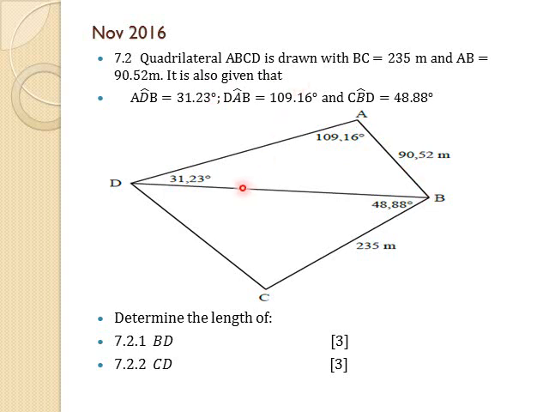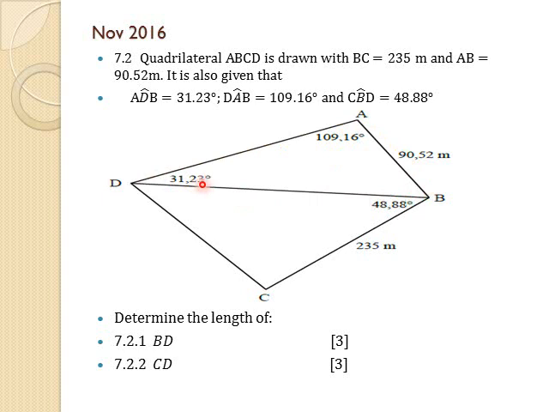It's also given that angle ADB is 31,23, DAB equals 109,16, and then CBD equals 48,88. So they want me to determine the length of 7.2.1 BD and then the length of CD. So they want BD. So I'm going to be working with that triangle there, right?